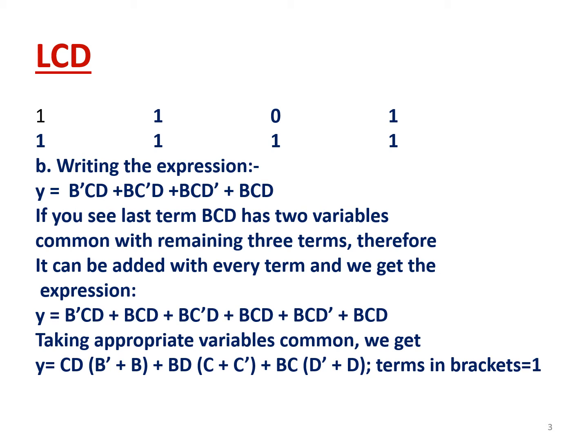So we write down the expression y is equal to B complement CD or BC complement D or BCD complement or BCD. Now if you see the last term BCD, it has two variables common with the remaining three terms. Therefore it can be added with every term and we get the expression.